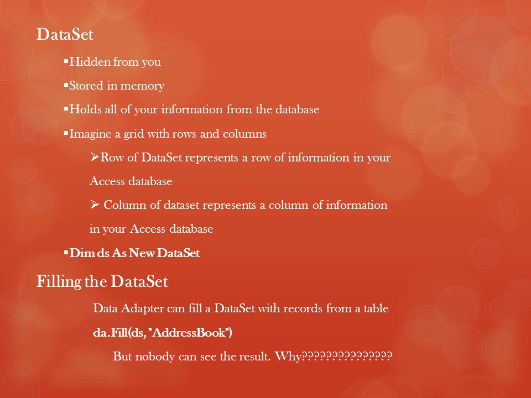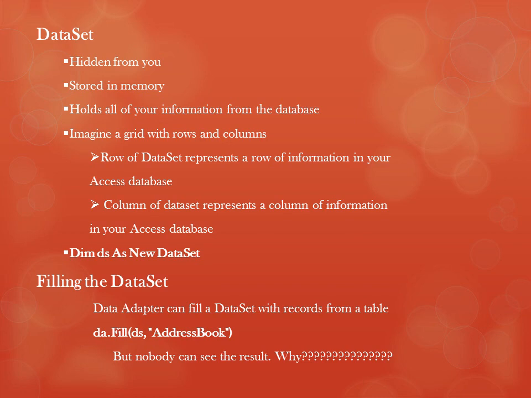When talking about the data set, it will be hidden from the user. It holds all information from the database. This can be imagined as a grid of rows and columns. Each row of the data set represents a record or a row, and each column represents a column in the database. The object for the data set can be created as Dim ds As New DataSet.